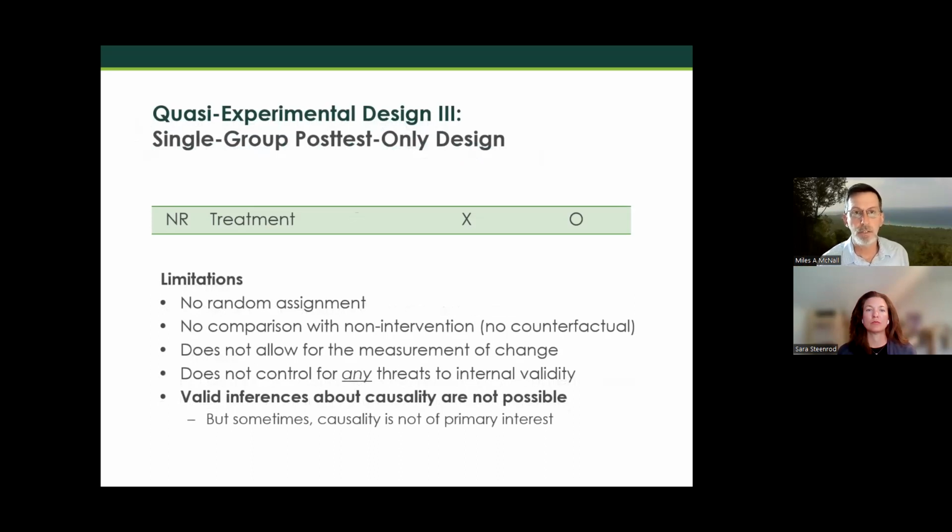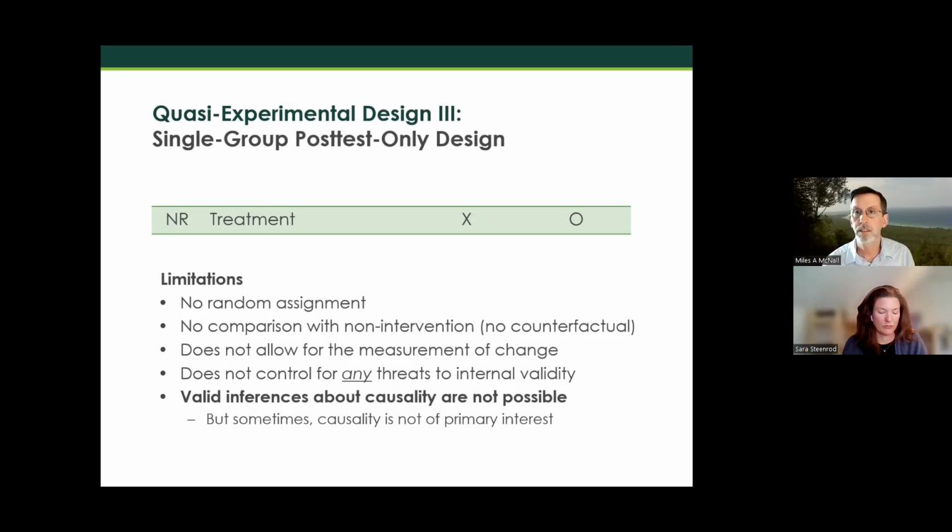And that brings us last and least to the single group post-test only design. This is also very popular. You see this a lot, post-test only. So you have a single group, there's no randomization, no comparison with the counterfactual, doesn't allow for measurement of change, unless you use a post-test only design with retrospective pretest post-test. Doesn't really control for any threats to internal validity. And so strictly speaking, valid inferences about causality are not possible with this design.